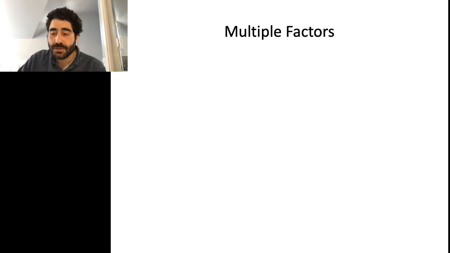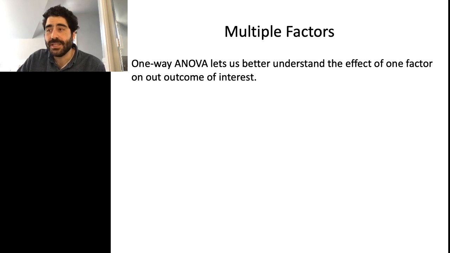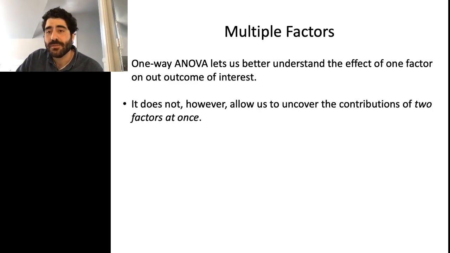Okay, so we're going to talk today about another kind of ANOVA. What we talked about so far is an ANOVA for understanding the effect of one factor, meaning a single grouping variable. But we might also care about the contributions of multiple factors at the same time.